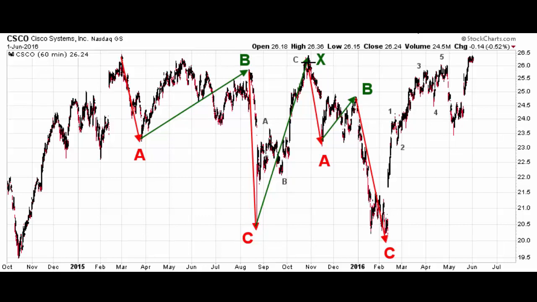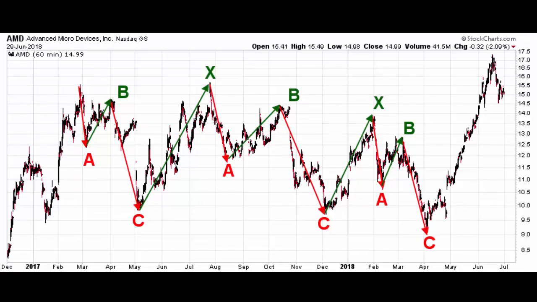If it's not, it means the correction is not yet over. So I've got one more for us to look at here. This is a super complex, super ugly chart. This is what we call a triple correction, and it's the same idea as the previous chart, the double correction, except you actually get 3 corrective moves that play out back to back to back.